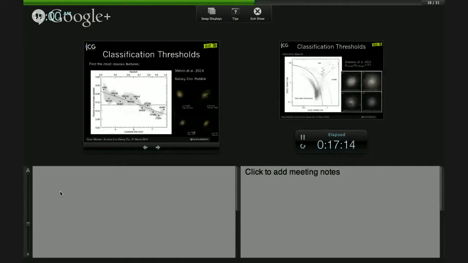Is that the fraction of bars within all galaxies or within spirals? This is the fraction of bars within disk galaxies, within visually identified disk galaxies.